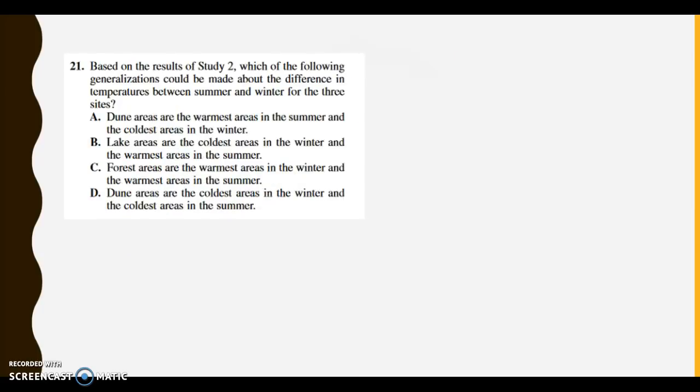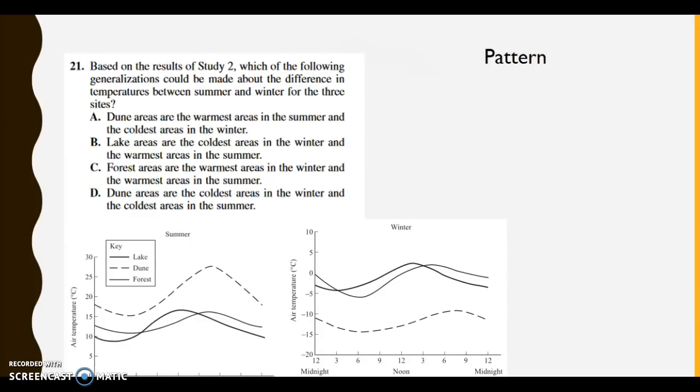Question 21. Based on the results of Study 2, which of the following generalizations could be made about the difference in temperatures between summer and winter for the 3 sites? This is a pattern question. So if I pull up my 2 charts here, I've got summer and winter. We're just going to go through each one of our answer choices here.